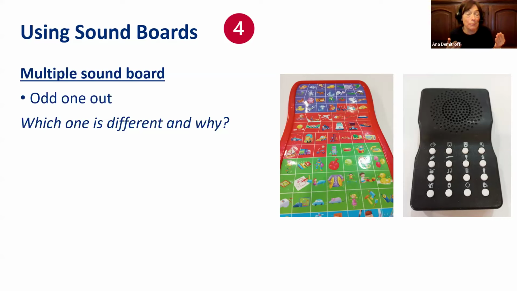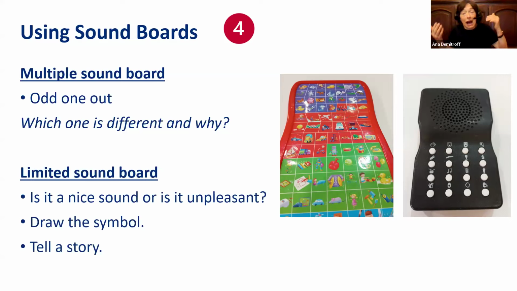So for example, I might do an odd one out activity. Which one is different and why? So for example, I press the cat, the dog, and the lion. So the students hear, the class hears a cat, a dog, and a lion. And they say, which one is different and why? And of course, the lion is a wild animal and the others are domestic.